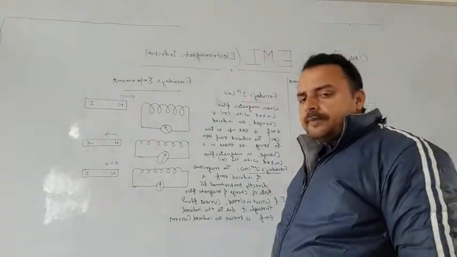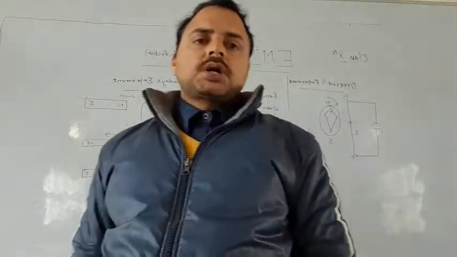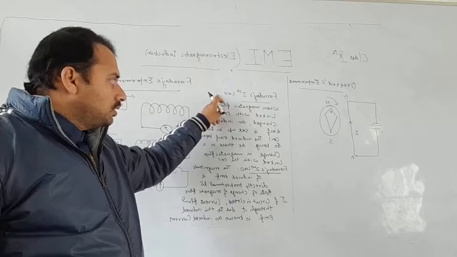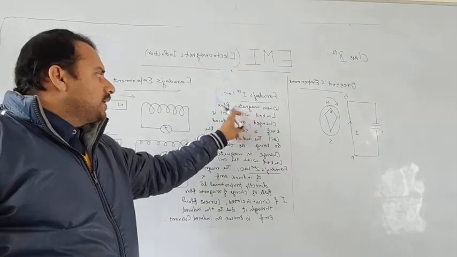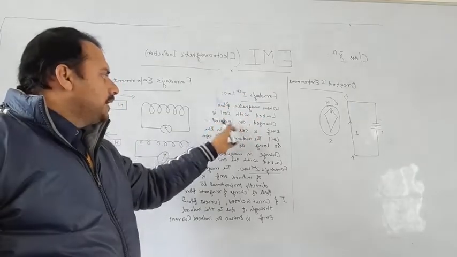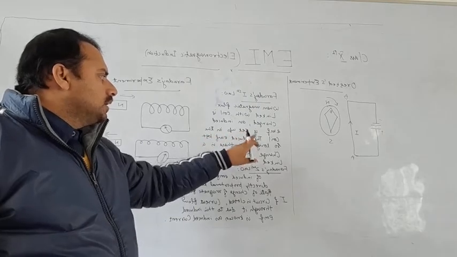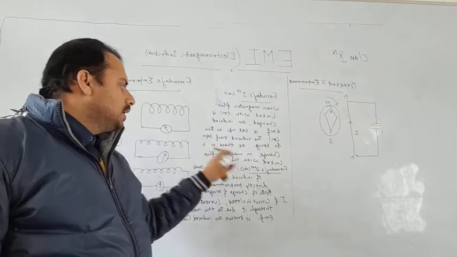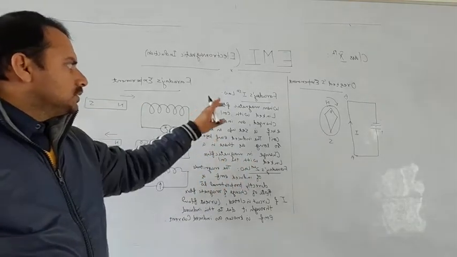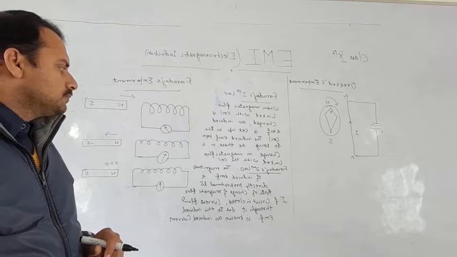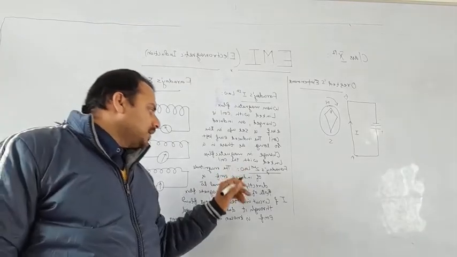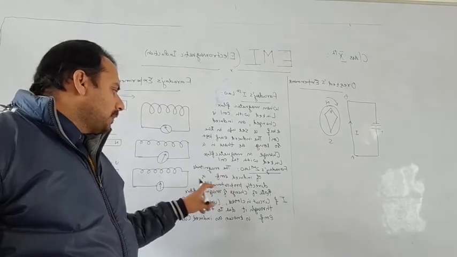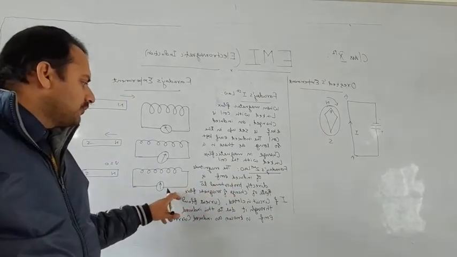So all the experiments performed by Faraday were concluded in two laws. Faraday's first law: when magnetic flux linked with the coil is changed and an induced EMF is set up in the coil, the induced EMF lasts so long as there is a change in magnetic flux linked with the coil. This was the first law. And the second was Faraday's second law: the magnitude of induced EMF is directly proportional to the rate of change of magnetic flux.